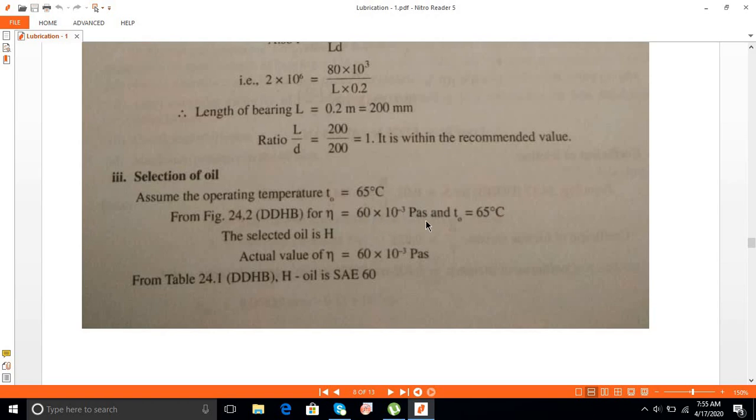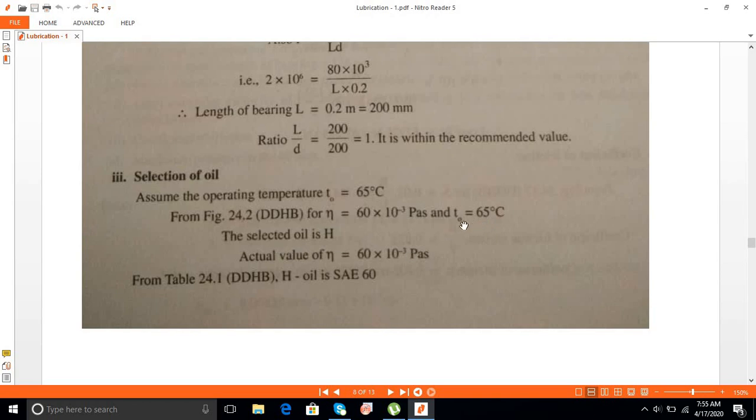60 centipoise. 1 poise is 0.1 pascal second. Again I repeat, 1 poise is 0.1 pascal second. 1 centipoise is nothing but 10 power minus 2 into 10 power minus 1 pascal second, which is 10 power minus 3 pascal second. So 60 into 10 power minus 3 pascal second. So centi means 10 power minus 3 pascal second.